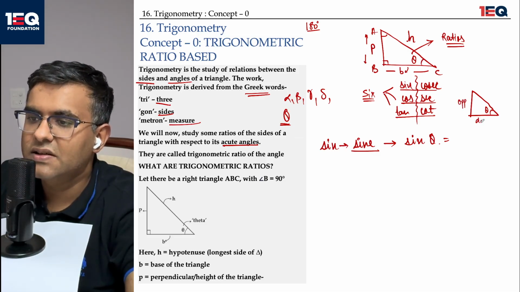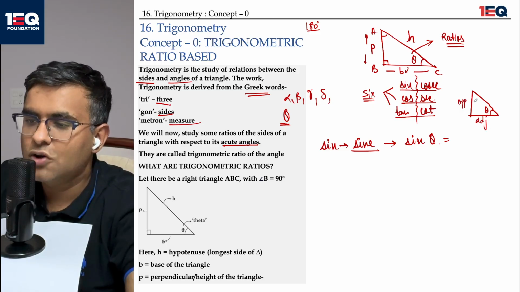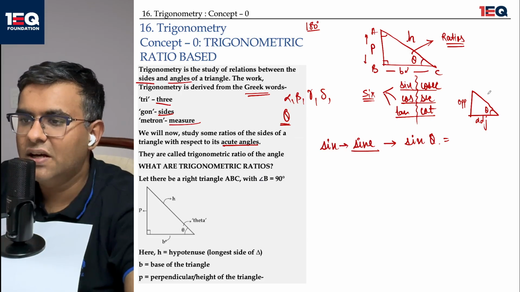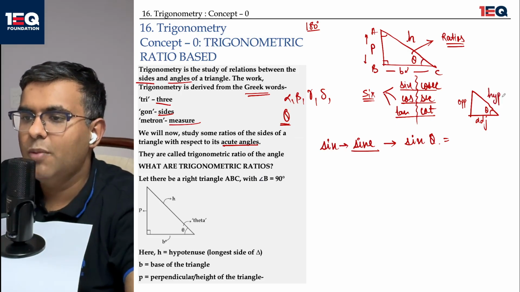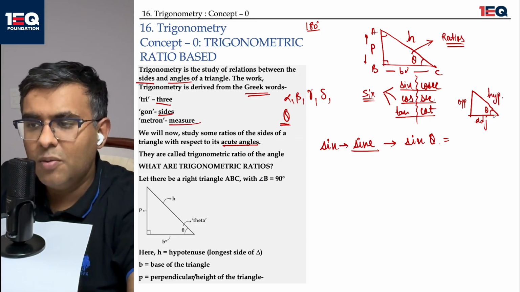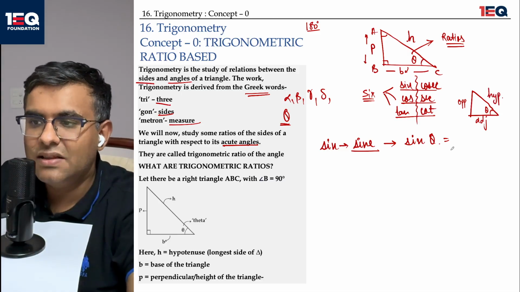This is the opposite of theta. This is the adjacent of theta. And this is the hypotenuse for theta. So particularly for theta, we have sine theta.